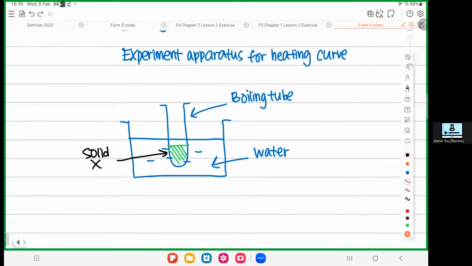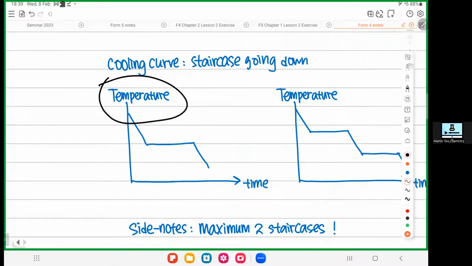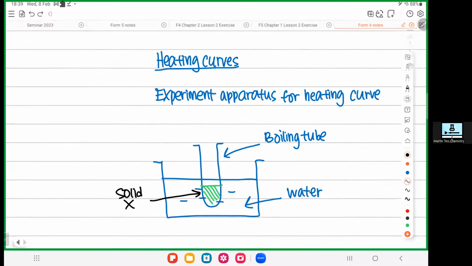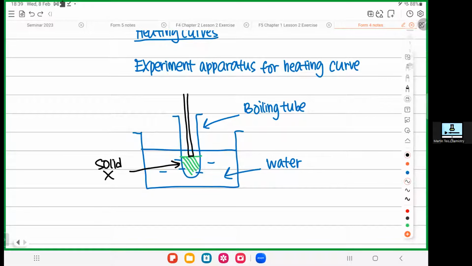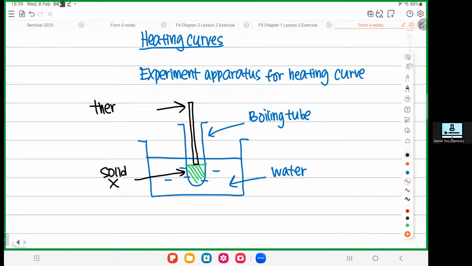Then here I need to put a thermometer. Why do we need to put a thermometer? Because remember, heating and cooling curve, we want to check the temperature. The most important thing is we want to study the temperature. So you must have a thermometer. The thermometer must be touching the solid. If it doesn't touch, you don't know the temperature of the solid. Do you need to know how to draw this diagram? It's good to know. Would they ask you the question? Maybe, but the chances are not so high. They don't ask so frequently on how to draw a diagram.